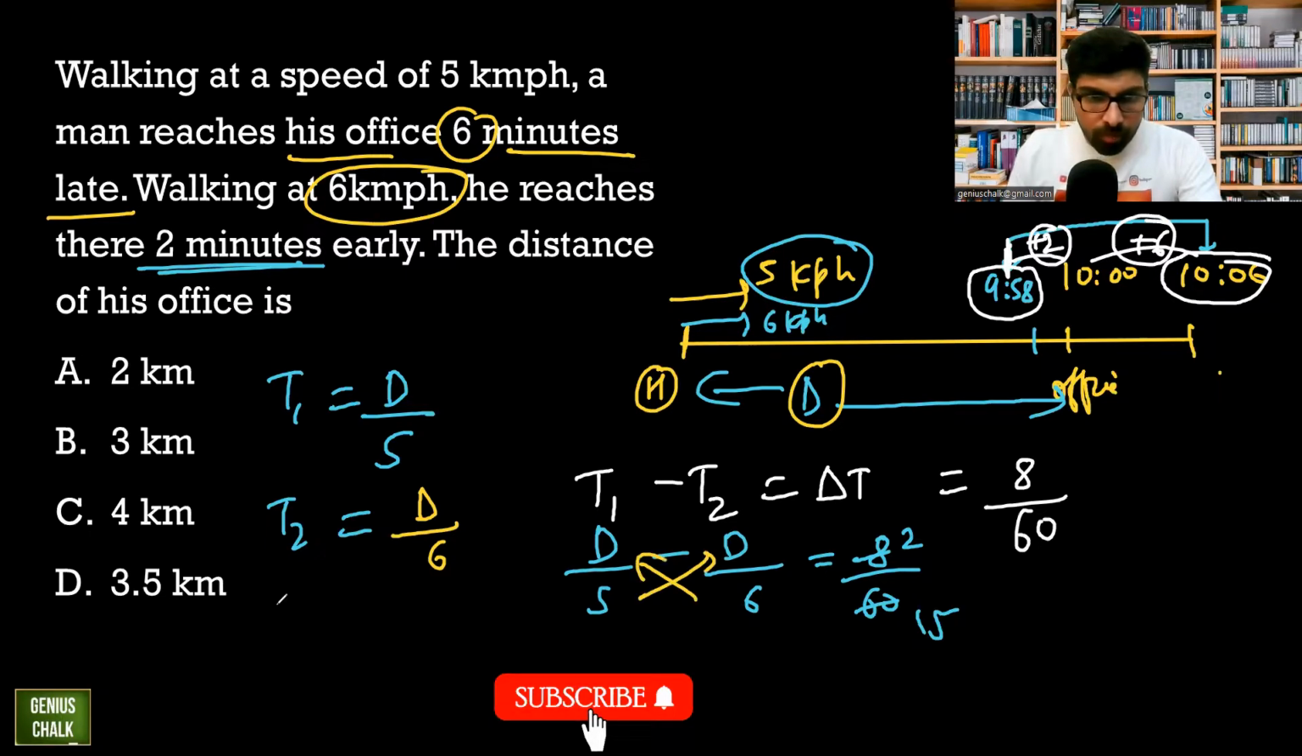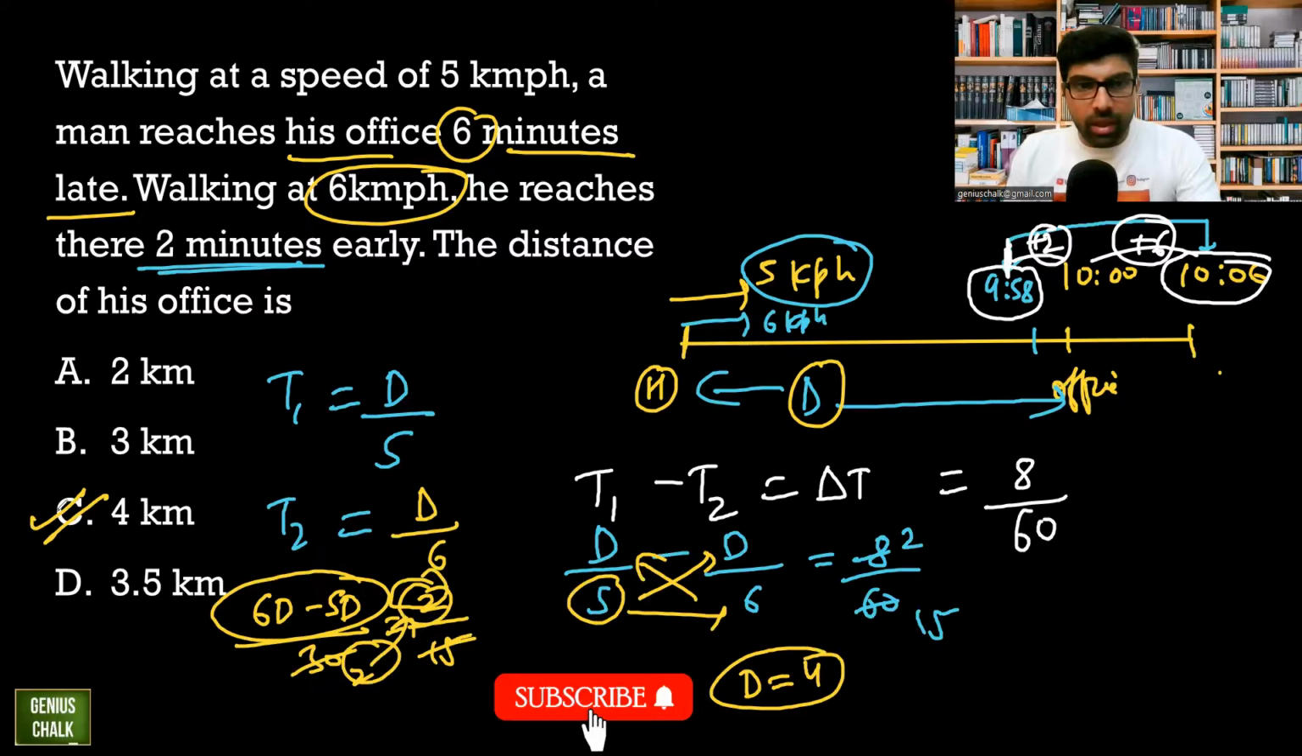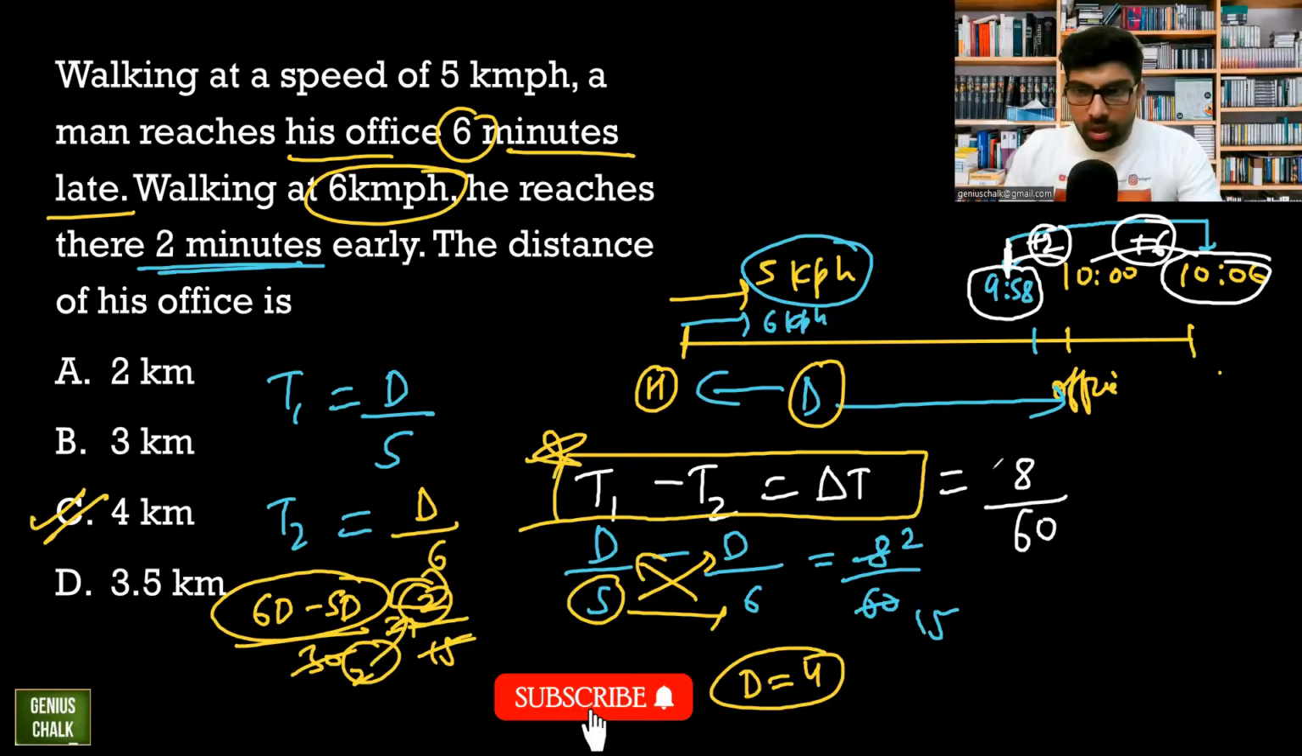So 6D minus 5D by 6 into 5, that is 30, equals 2 by 15. So you see, 15 2s are 30, 2 2s are 4. So 6D minus 5D is D, and 2 into 2 is 4. So the distance is 4 kilometers. That is the option. This is the conceptual way: because time is changed, we have equated the time difference to the time delay between the early and the late.